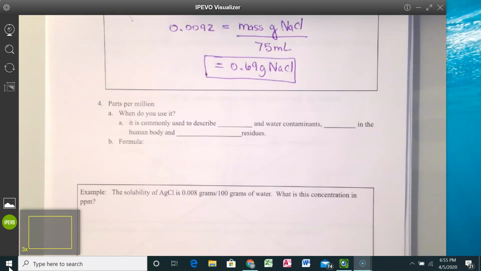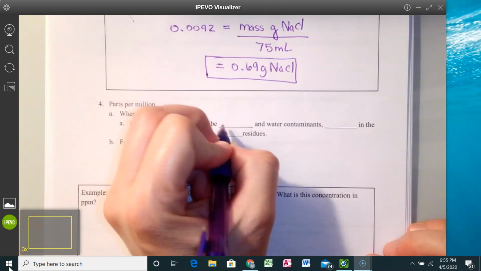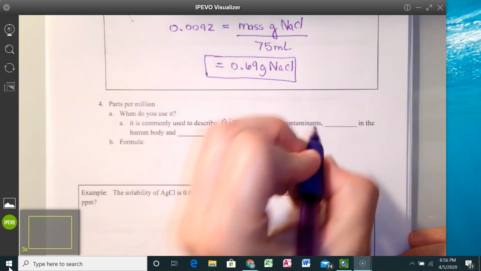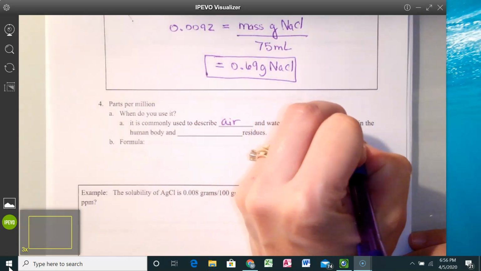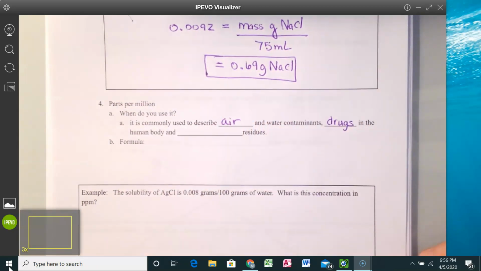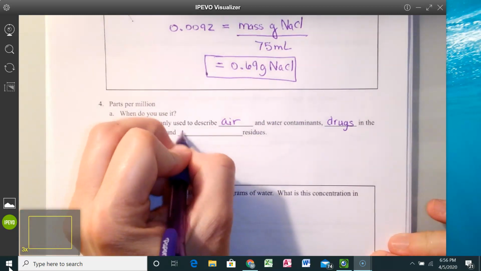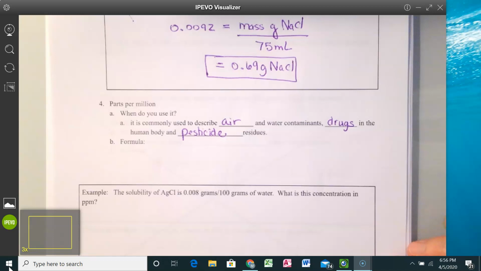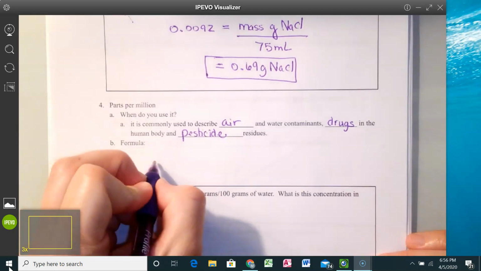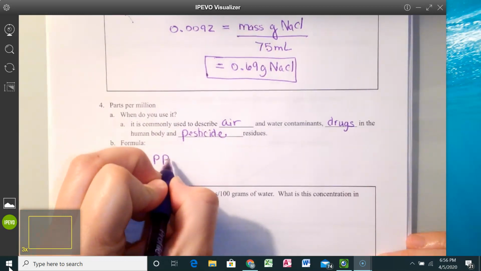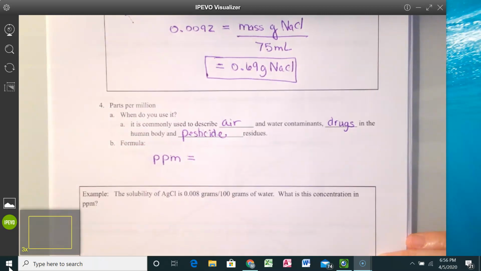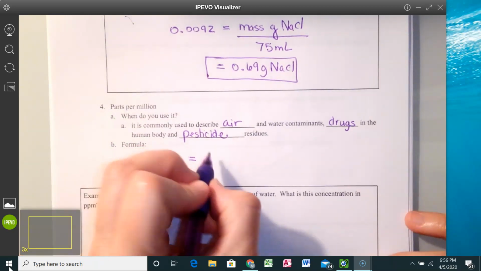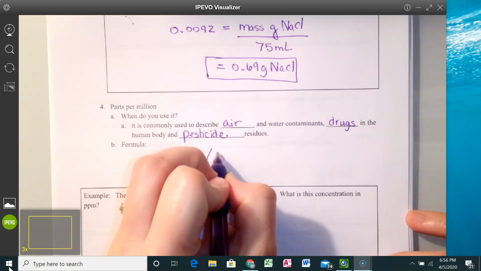So when would we commonly use it? It's commonly used to describe air and water contaminants. It could also be used to describe drugs in the human body and even pesticide residues. So the formula for this, and you can imagine once you see how parts per million is done, we don't mess with parts per billion, but it's the same concept of how you would do this for parts per billion.